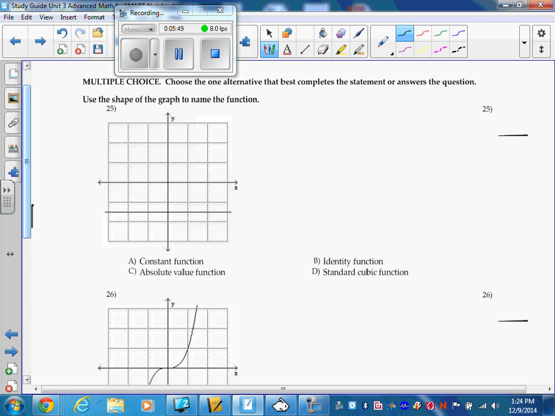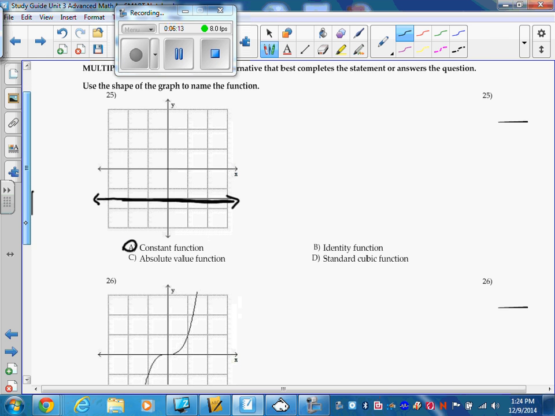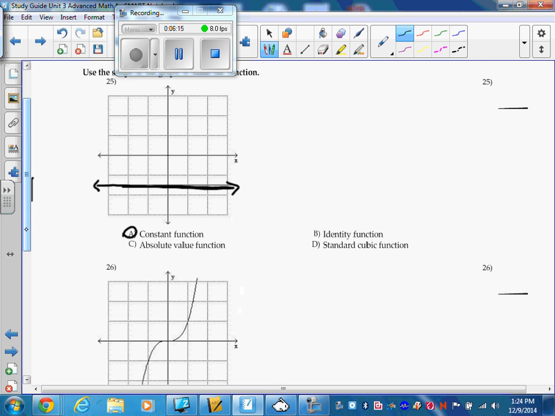I did try to pick the ones most missed to put on the study guide, but this one is a constant function. A constant function can be anywhere. This one turns out to be down here, but a constant function is just one that's a horizontal line. So it could be positive or negative, or even right on the line to be a constant function. So choice A is the right answer for this one. It is a constant function.